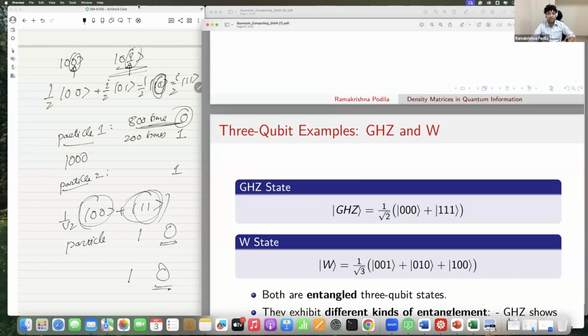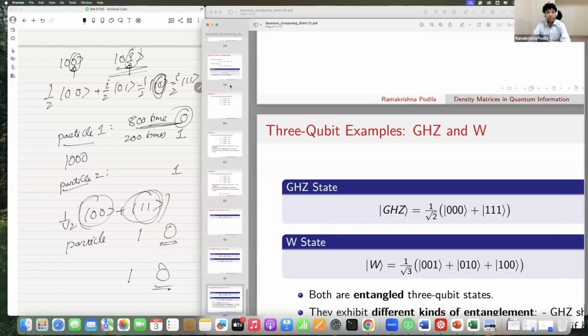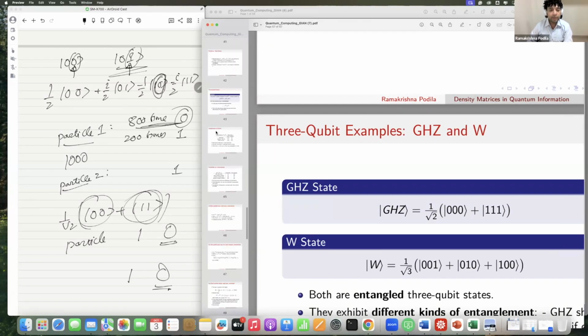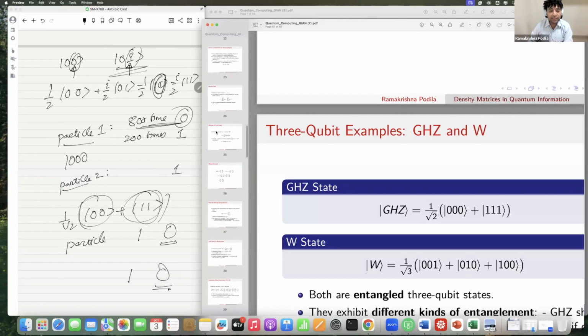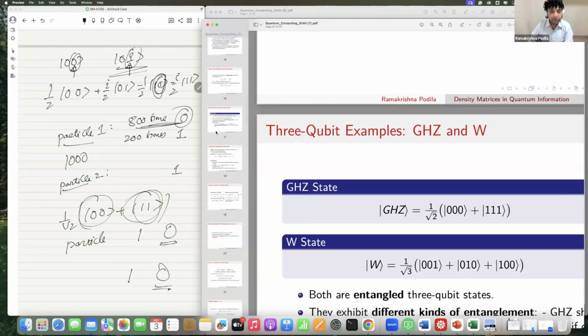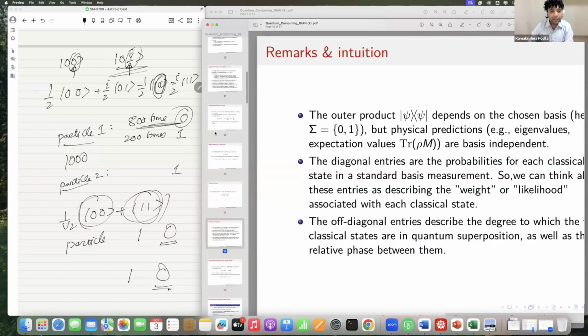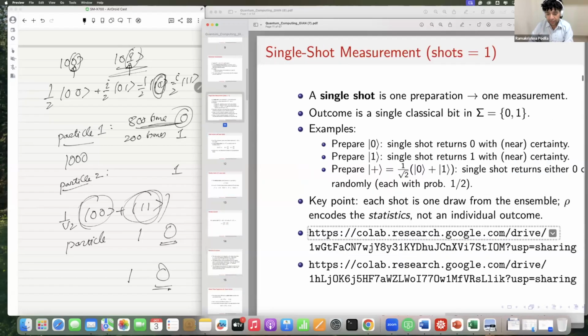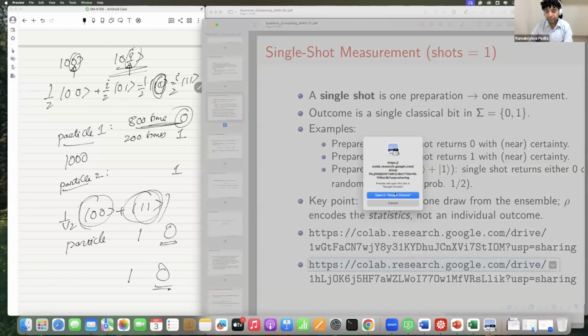The code, I think, is somewhere in here. Let's see, thumbnails. That's just a simulated version of the experiment, Bell's experiment, but you will find correlations there. One of these things should have it.